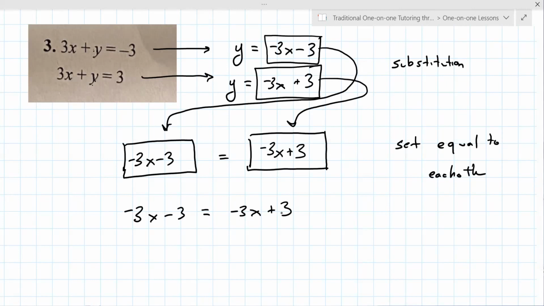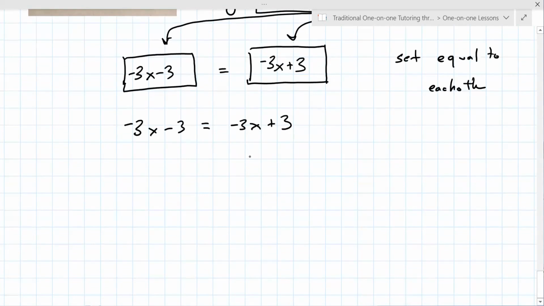All right, so now we want to get x by itself. So I'm gonna show you here, we're gonna add 3x to both sides. Okay, and then we're gonna add 3 to both sides.